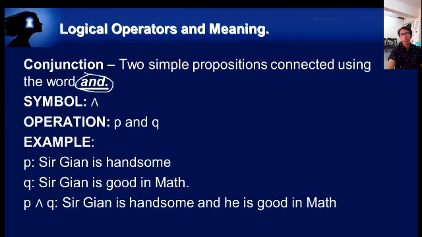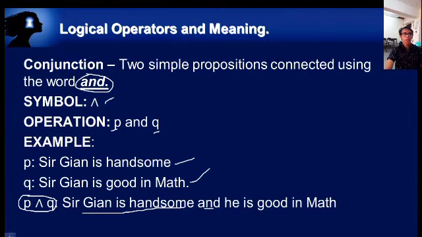That is conjunction. With this, ito yung kanyang symbol, no? Then kapag ino-operate natin yung dalawang proposition using the conjunction, that is P and Q. So example, P is Sir Gian is handsome, and then the Q is Sir Gian is good in math. So if we operate this, the P conjunction Q, Sir Gian is handsome and he is good in math. Okay? So yun po yung example ng conjunction.